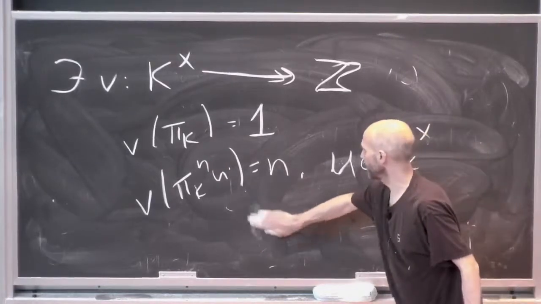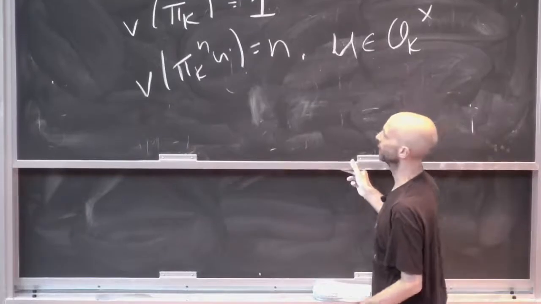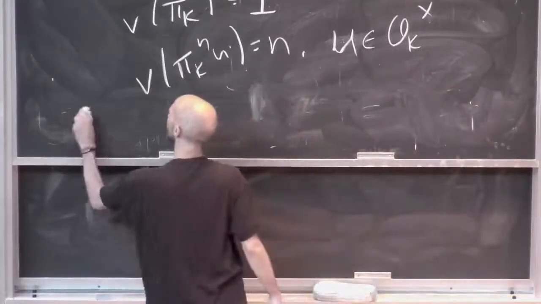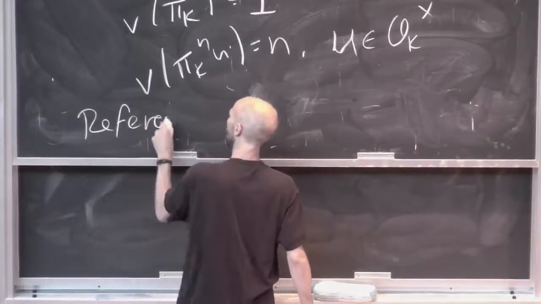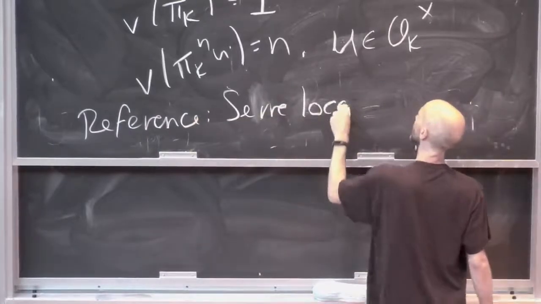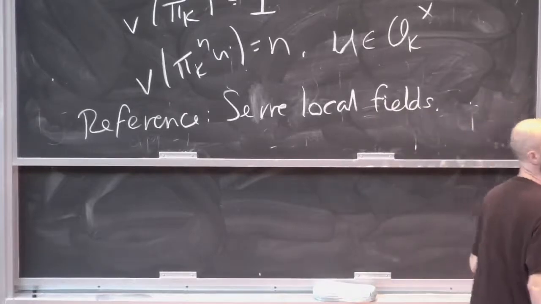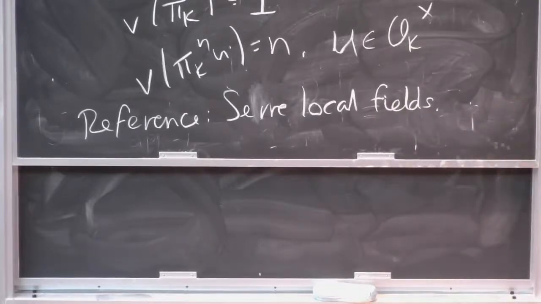So that's what local fields look like. Before I tell you about this Galois group, Gal k bar over k, I just need to tell you a little bit more about the internal structure of k. That's what I'm doing now.